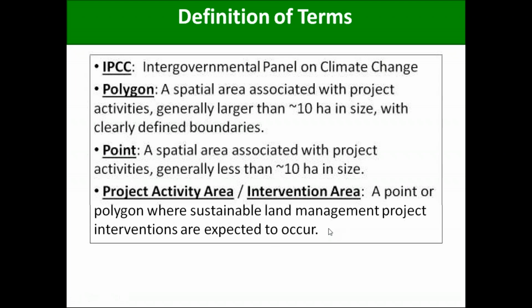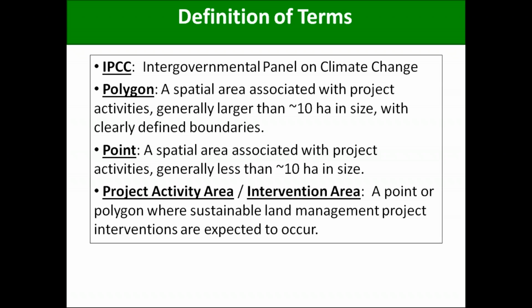Okay, so just to revisit some of these terms that we've been using, IPCC stands for Intergovernmental Panel on Climate Change. A polygon, and we'll look at this in the next session, is a spatial area associated with project activities. It's usually larger than 10 hectares. So if you have an area that's larger than 10 hectares, we'd advise you to draw a polygon. If it's smaller than 10 hectares, you'd probably be okay with just drawing a point.